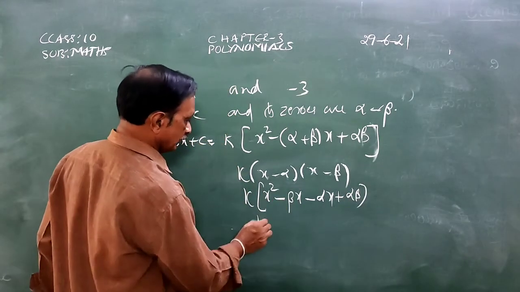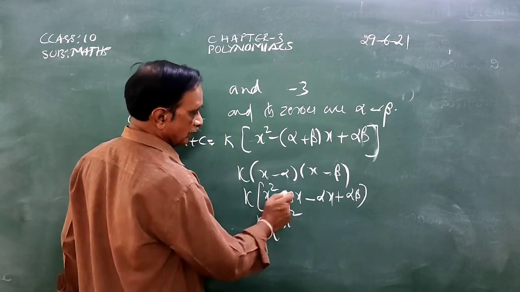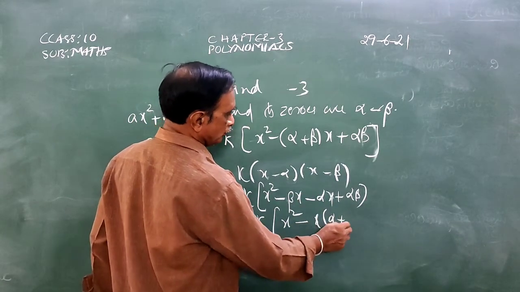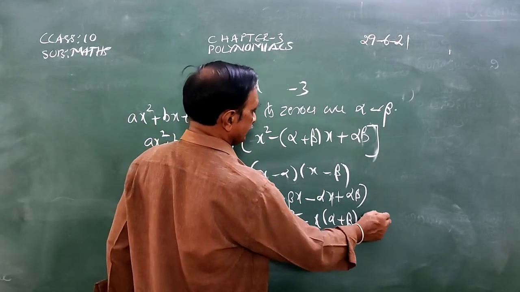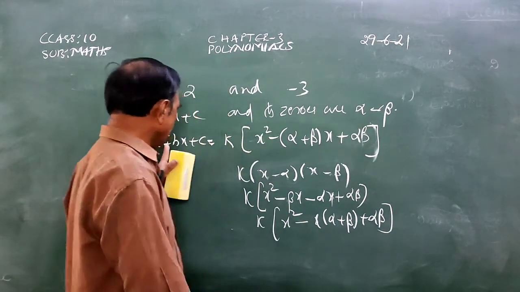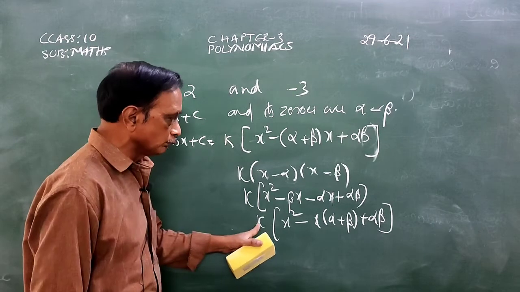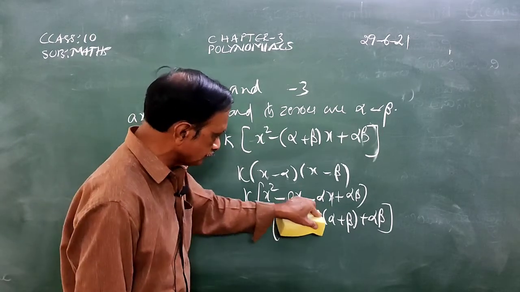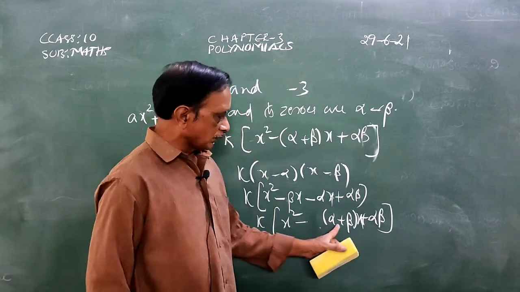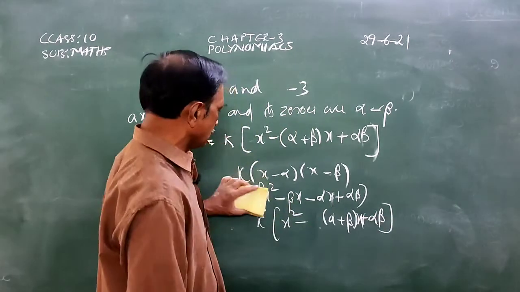And the same can be written as k into x square, taking minus x as common from these two terms, minus x into alpha plus beta, plus alpha beta. So in the previous video we got this statement: ax square plus bx plus c equals k into x square minus half alpha plus beta into x plus alpha beta.